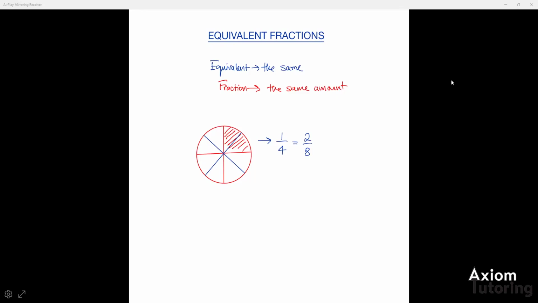Imagine then that we cut the pizza into even smaller pieces. So we cut every slice in half again. And we should have 16 slices. But you still want to eat the same amount of pizza. So you would have to eat 4 out of 16 pieces. These 3 fractions are equivalent. They represent the same amount written in a different way.